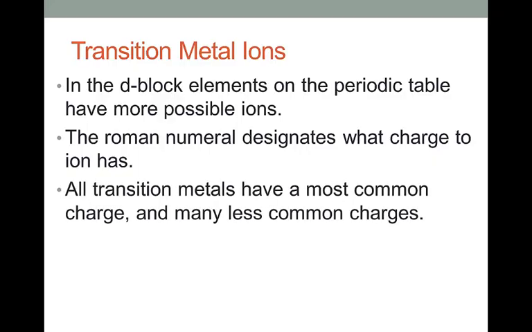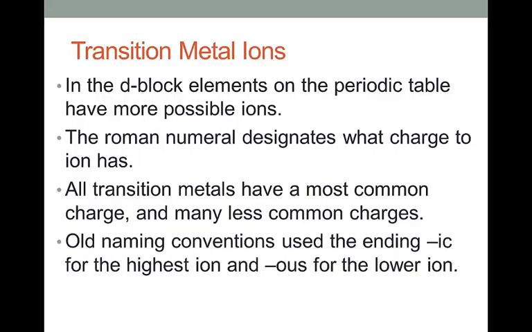All transition metals have a most common charge and many less common charges. You will be responsible to know what all the common charges are for the row 3 transition metals. The most common ones that we talk about will be iron, which is +3, manganese, which is +2, chromium is +3, nickel is +2, copper is +2.